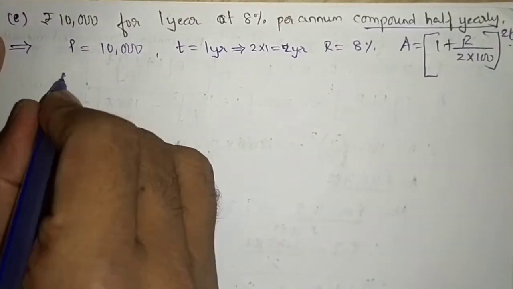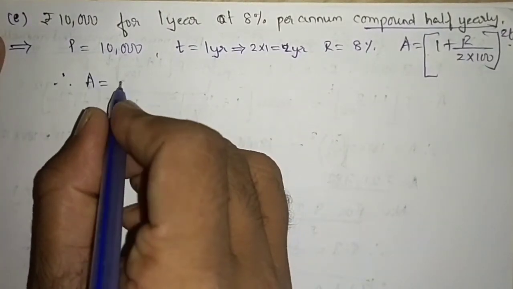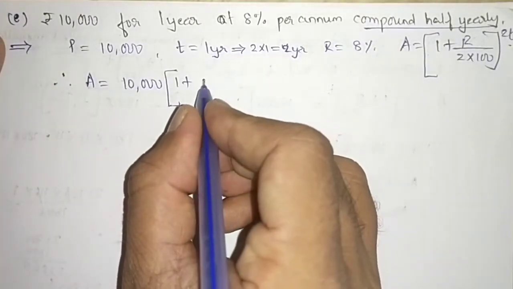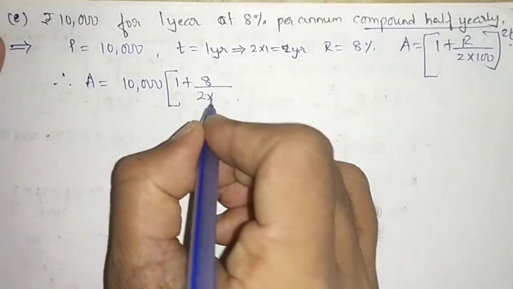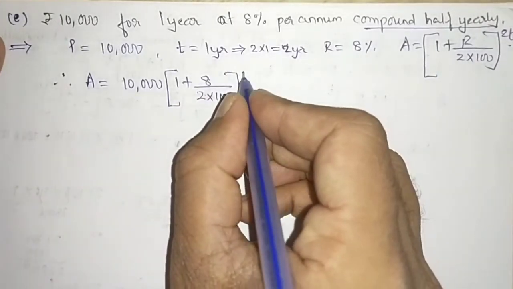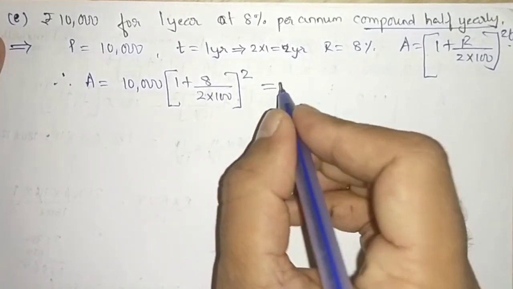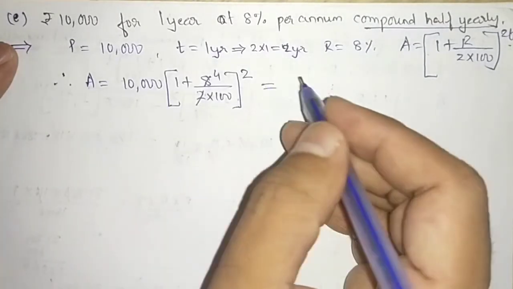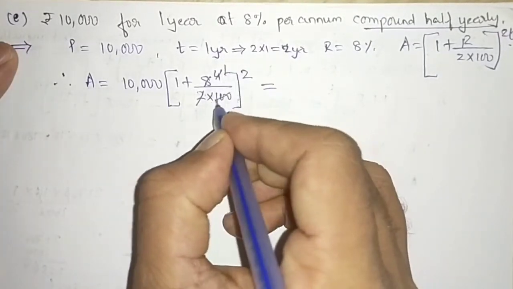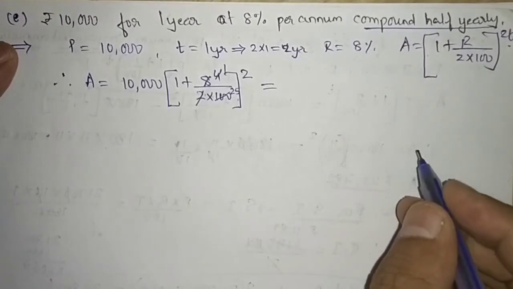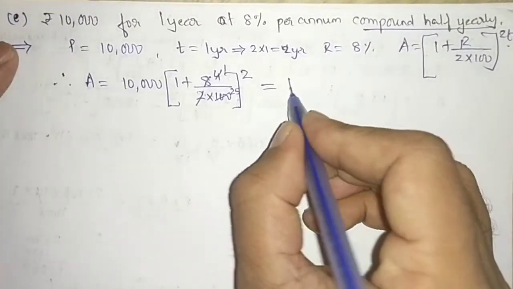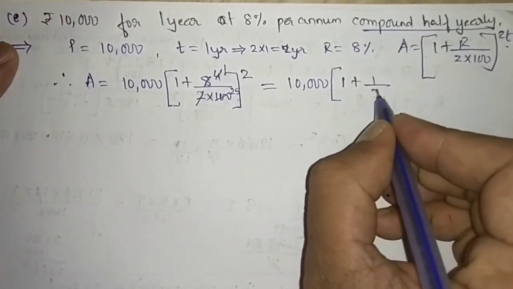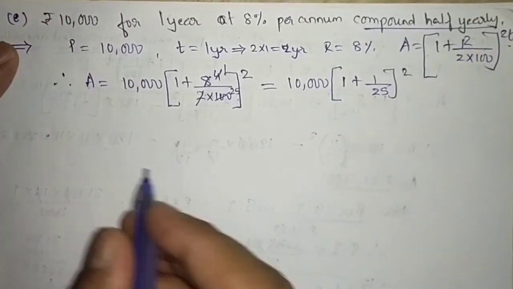Putting the values in amount, we will get A is equal to 10,000 principal into 1 plus rate of interest 8 divided by 2 into 100 whole raised to power 2. Here you can see 2 ones and 2 fours can cancel out. Again 4 ones and 4 25s is cancelling out. So my answer will be 10,000 into bracket 1 plus 1 divided by 25 whole raised to power 2.